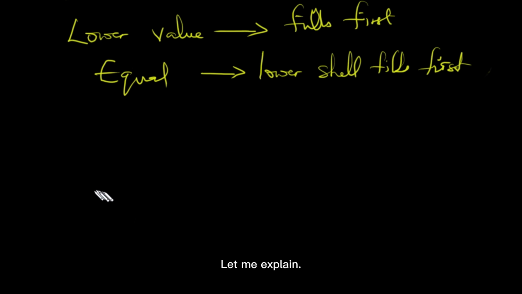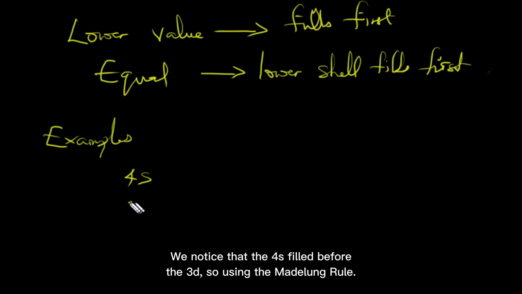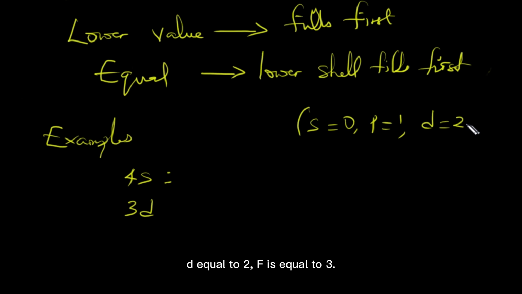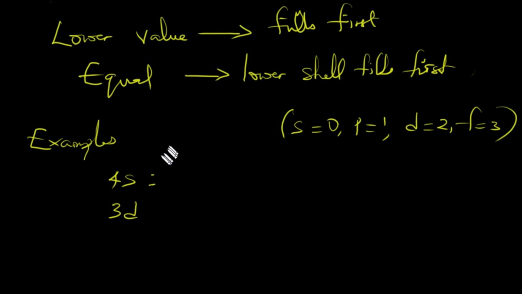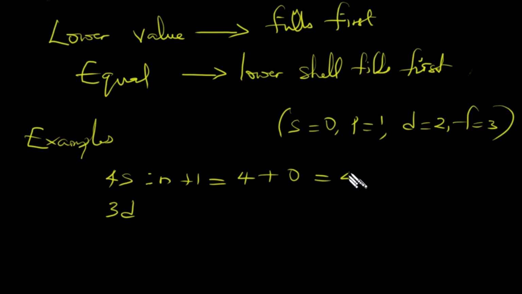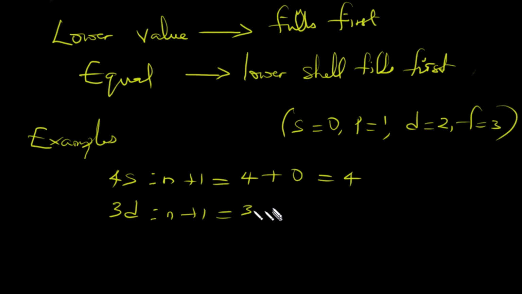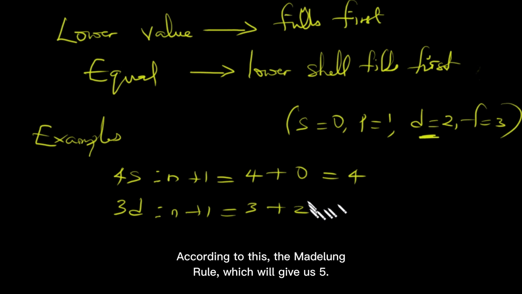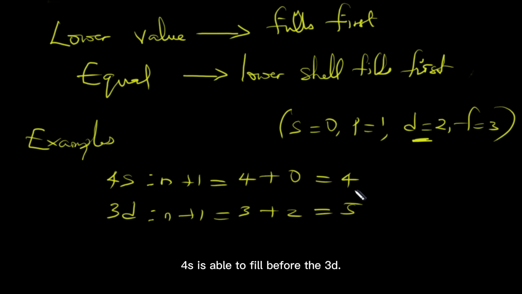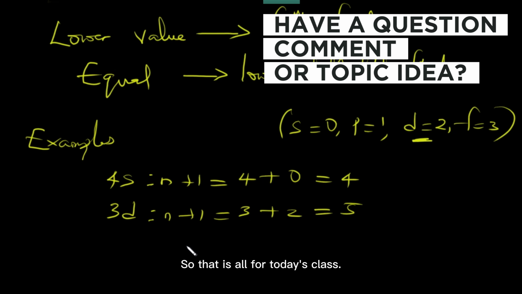Let me explain. We notice that the 4s filled before the 3d. So using the Madelung Rule, here we say that s equals 0, p equals 1, d equals 2, f equals 3. So for 4s it will be 4 plus 0, which will give us 4. For the 3d, it will be 3 plus 2, according to the Madelung Rule, which will give us 5. So you can see that 4 is lower than 5, which explains why the 4s is able to fill before the 3d. So this is all for today's class.